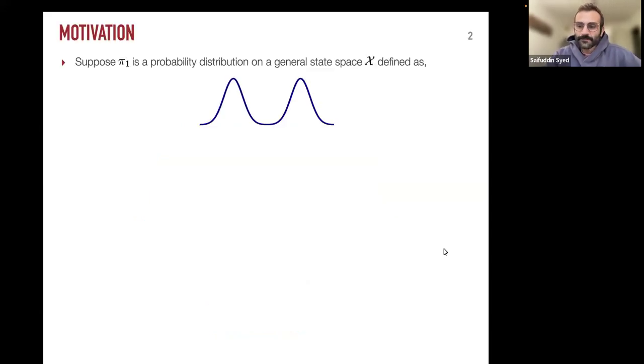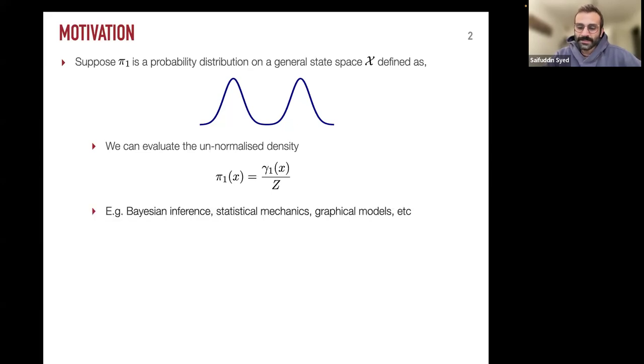So the motivation of every Monte Carlo talk is we have some complicated probability distribution. We're going to call it pi1, and we're going to assume that we are in the sampling context where we can evaluate it up to a normalizing constant. So gamma we can evaluate, Z we can't. I don't think I need to motivate this too deeply for this audience, but this is a very common scenario in Bayesian inference, statistical mechanics, graphical models, and the applications go on.